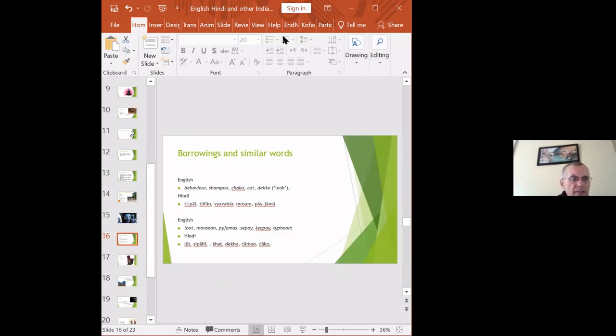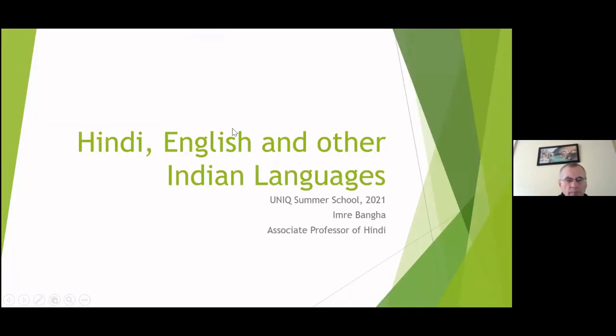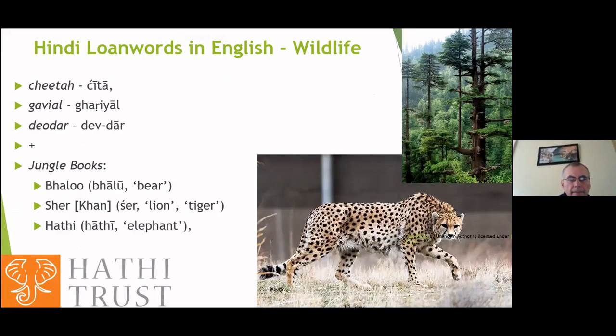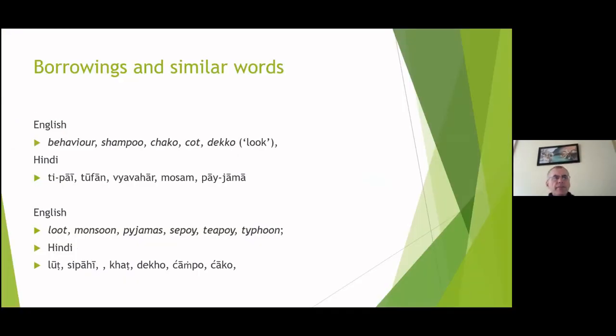Can you first try to match the pairs? I will leave you some time to work out which English word may be related to which Hindi word, and then try to find three odd ones out that are not directly related to each other.